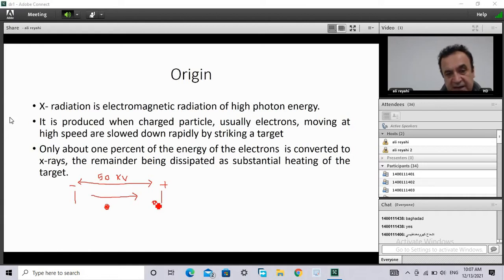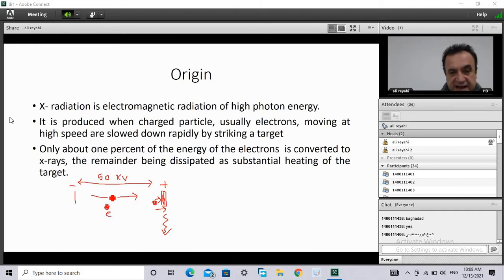Finally, the electron strikes the target. For example, it is a metal, and usually this metal is tungsten, a high density metal. When the electron strikes the target, X-ray will be produced.